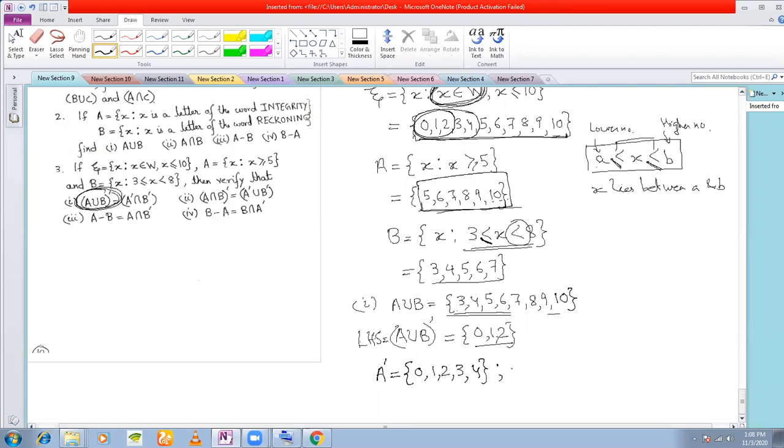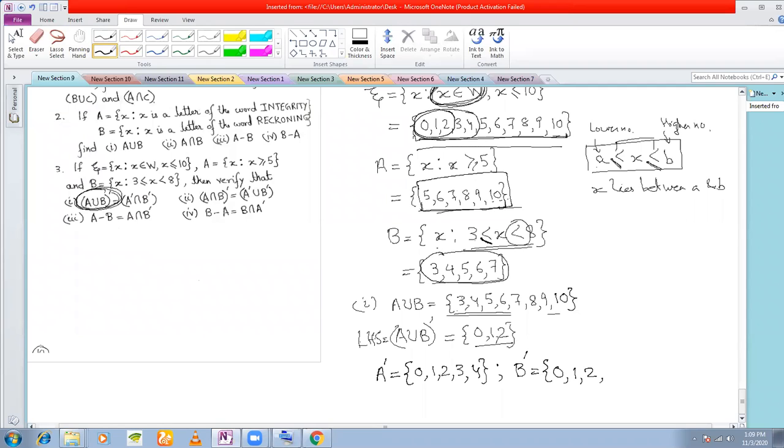B complement. What elements are there in B complement? Those elements which are not there in B are the elements of B complement. What are the elements in B? These elements. What elements are not there in B and which are there in the universal set? 0, 1, 2.